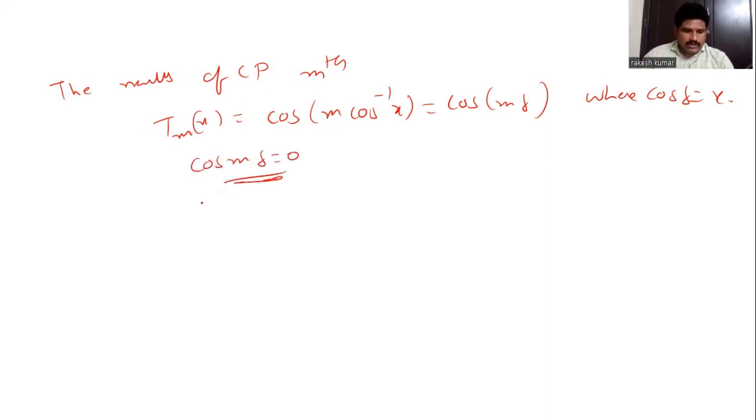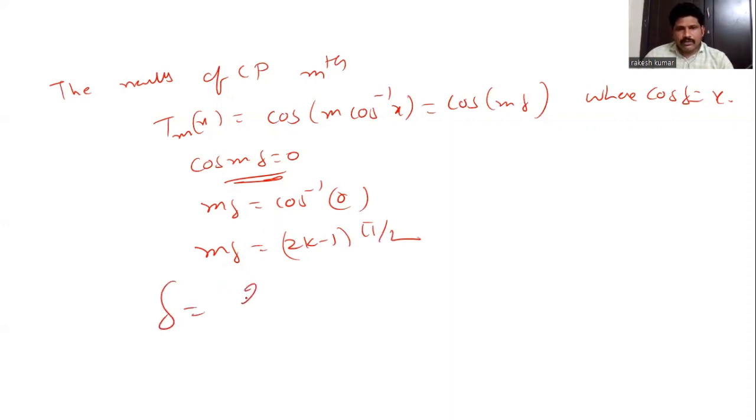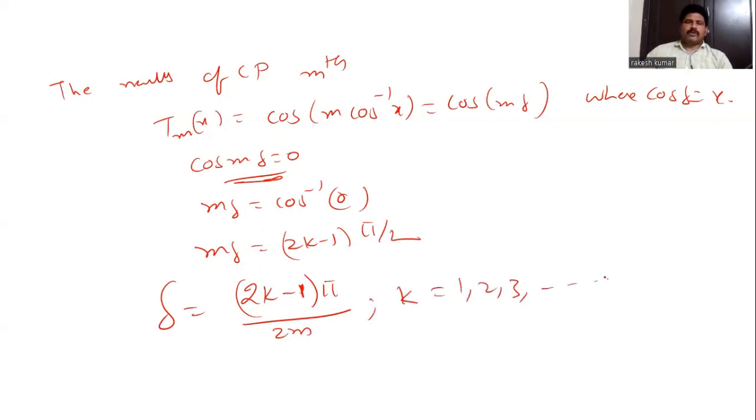Okay, so cos m delta is equal to 0 means m delta is equal to cos inverse of 0, or m delta is equal to (2k minus 1) pi by 2. Therefore, delta is equal to (2k minus 1) pi by 2m, where k is equal to 1, 2, 3, and so on. So these are the effects of uniform and non-uniform amplitude distribution.